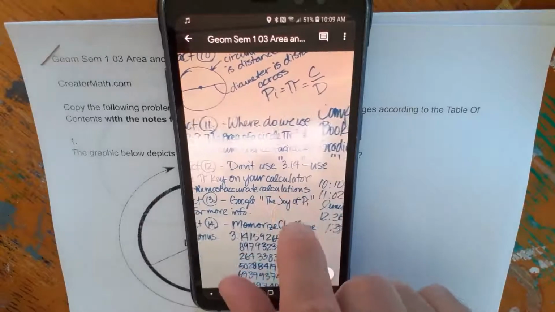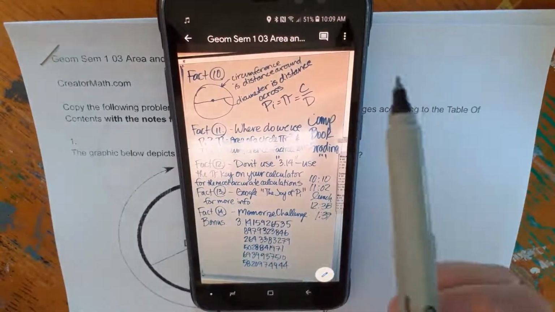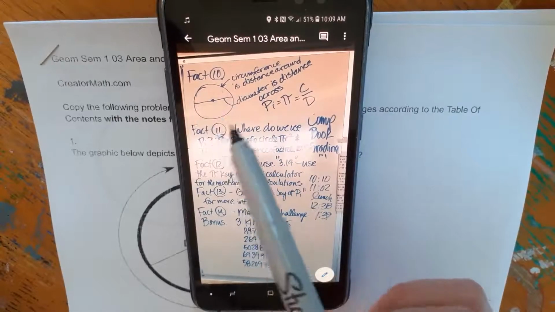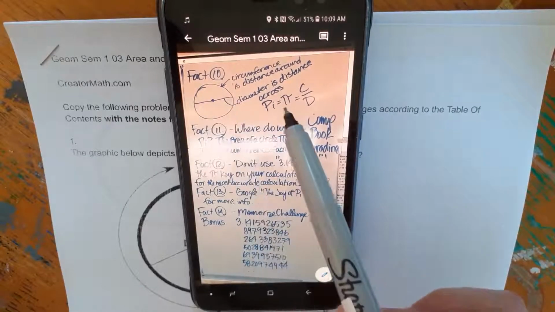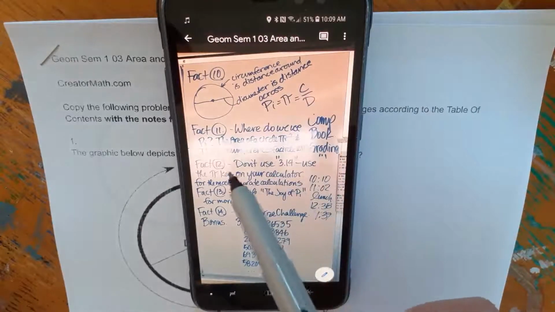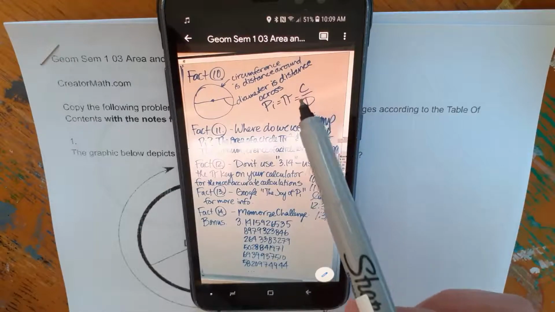I can only put so much here in this information. Fact number 10, pi is calculated by taking the circumference of a circle and dividing it by the diameter. Pi equals C over D. Circumference divided by diameter. That is in the practice problems for today.